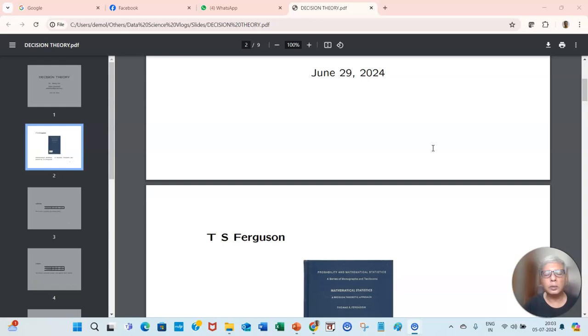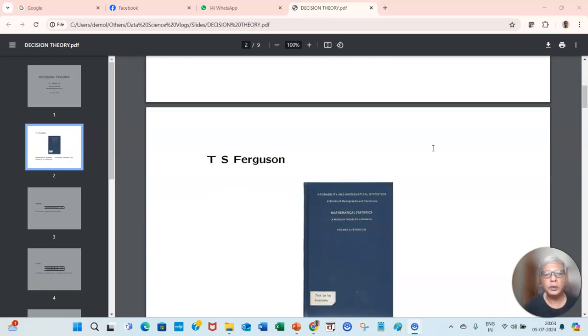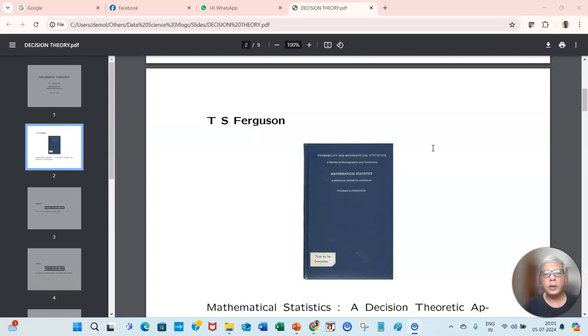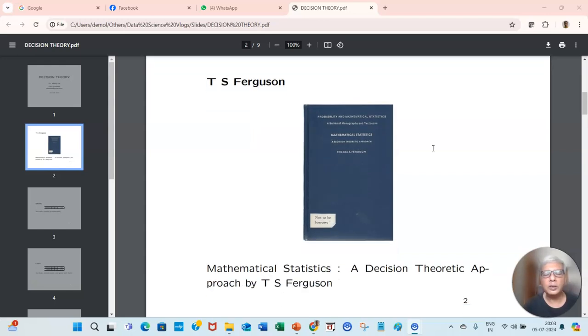So, in our college course in BStat third year, we were given a paper named Decision Theory in Statistical Inference, which was taught by the late respected Professor Somesh Das Gupta. And we mainly followed this book, Mathematical Statistics: A Decision Theoretic Approach by T.S. Ferguson. Professor Dasgupta used to teach from his notes only, but we followed this book by T.S. Ferguson on the Decision Theoretic Approach to Mathematical Statistics.